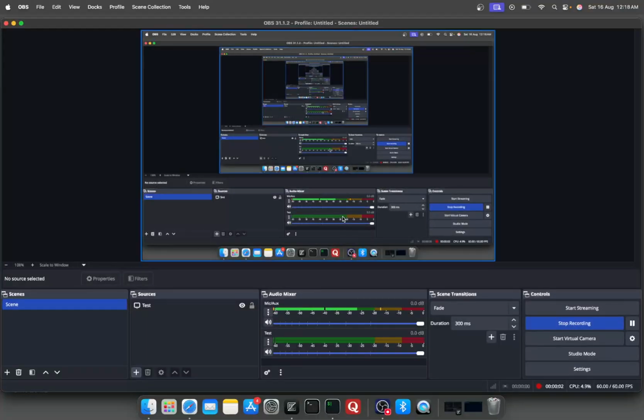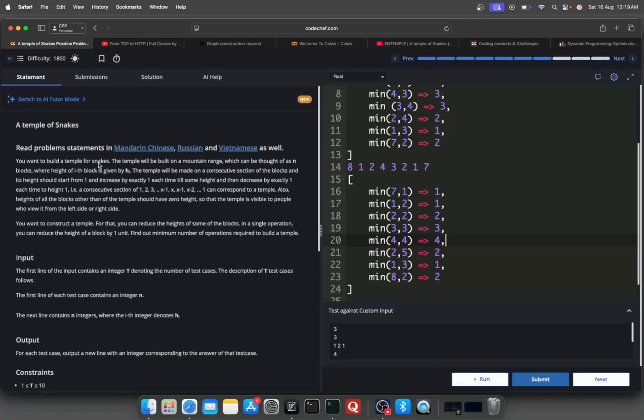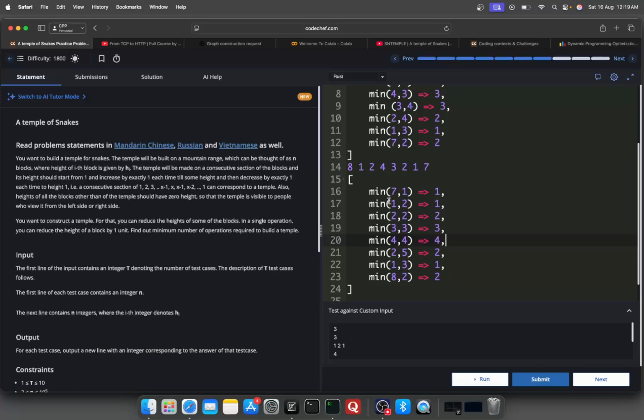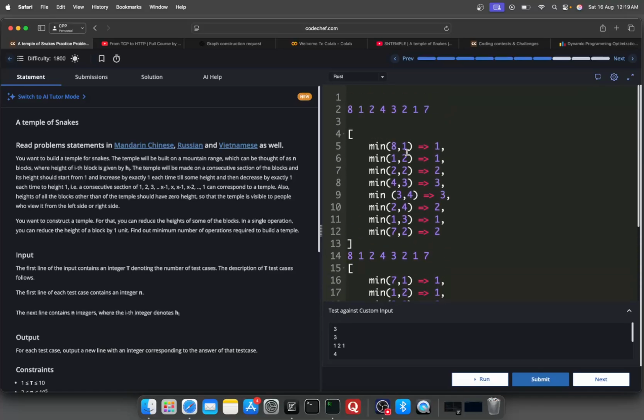Okay, so it's another CodeChef problem, and what this problem tries to say is, we want to build a temple for snakes. The temple will be built on a mountain range, which can be thought of as N blocks, where the height of the ith block is given by h of i.